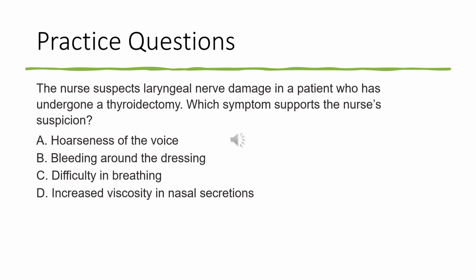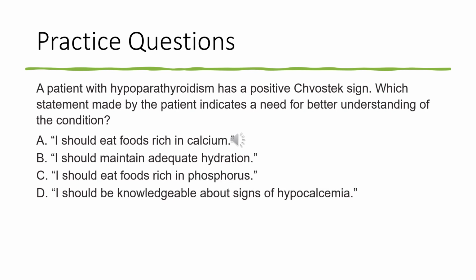So always make sure you look at what the question is asking you. Instead of having a knee-jerk reaction going, oh yeah, I think we have some laryngeal nerve damage, we're looking at hoarseness of the voice. A patient with hypoparathyroidism has a positive Trousseau's sign. Which statement by the patient indicates a need for better understanding of this condition?